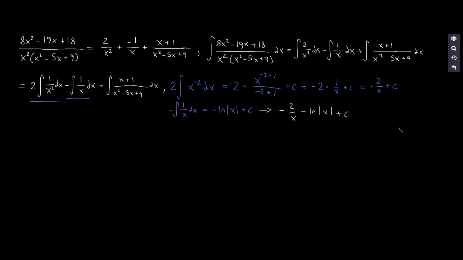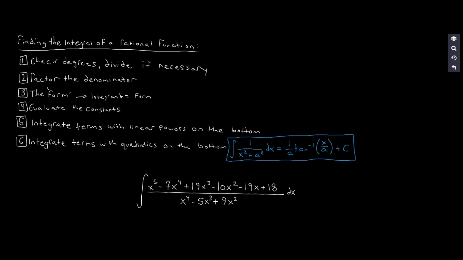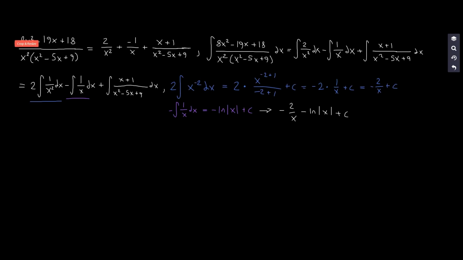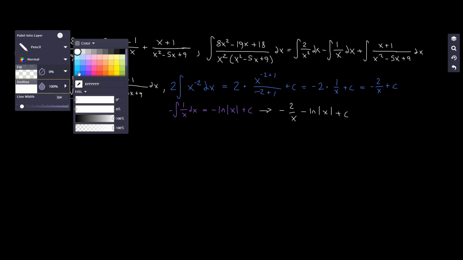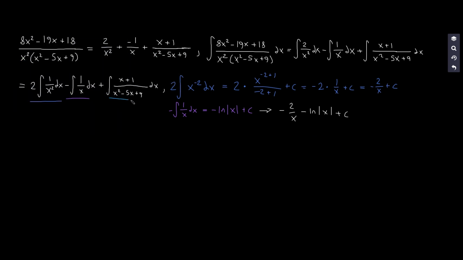But that would be step 5, integrating the terms with the linear powers on the bottom, right? And we just did that. But then step 6, the final step, would be to integrate the terms with the quadratic on the bottom. And that's what we're going to be looking at right over here.